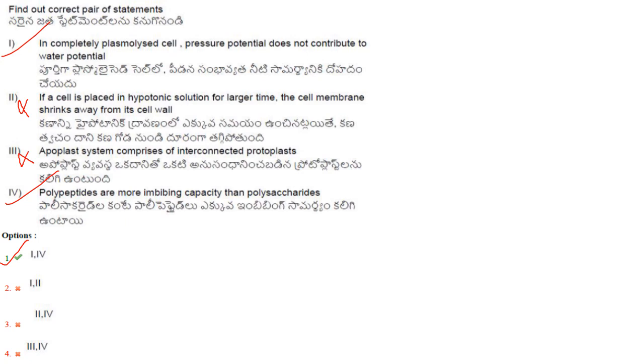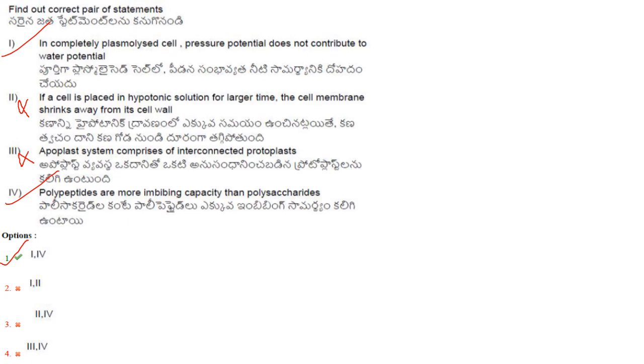First statement is correct. Then, if a cell is placed in hypotonic solution for a larger time, the cell membrane shrinks away from the cell wall. If the cell is kept in hypotonic solution, it will absorb water and swell. It does not shrink. Shrinking happens only when it is placed in hypertonic solution. So the second statement is not correct.